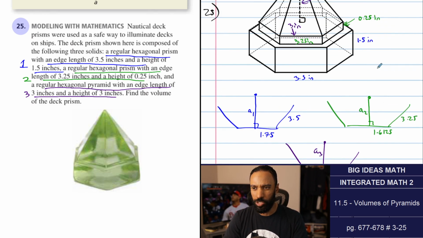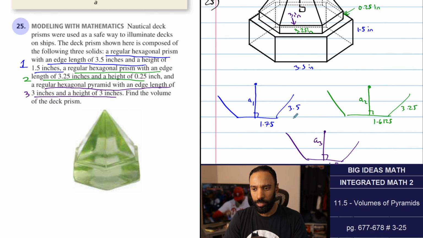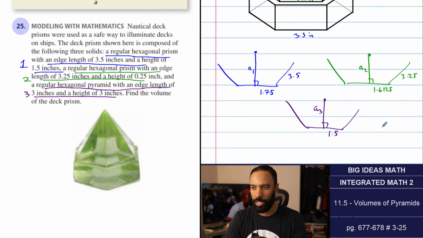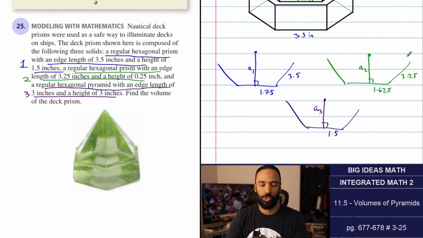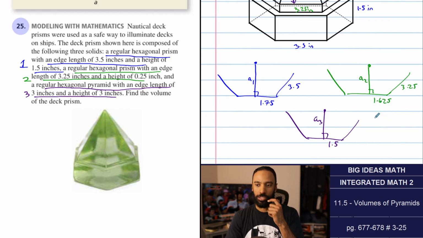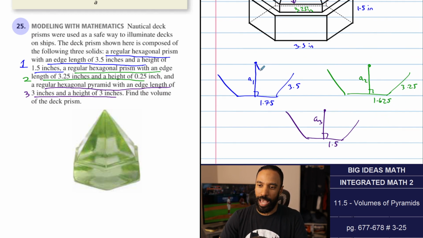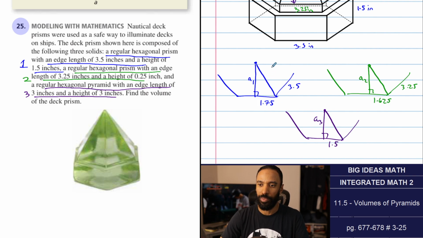Is that 1.6125? Is that halfway in between? 1.5, 1.6, yes. No, 1.625, not 1.6125. 1.625. I think the next one is 0.3125. Okay, so there's that. Now, as far as that angle stuff goes, all of these will be the same. They're all regular hexagonal pyramids, so the trig stuff we do will be the same as well. There is some consistency here.